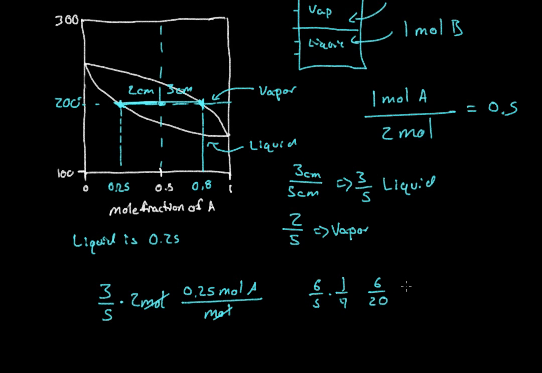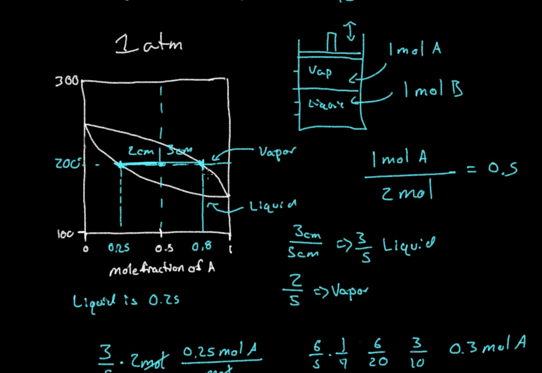That's 3 point something. What did I do wrong here? 6/20ths are, actually, I'll pull out my calculator real quick. Alright, so that is actually just 3 over 10, or 0.3 moles of A in the liquid. That actually turned out pretty nice.